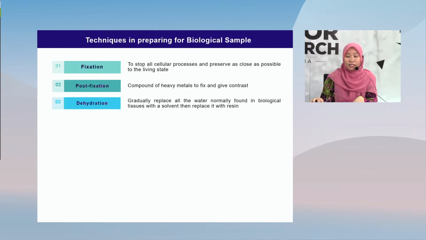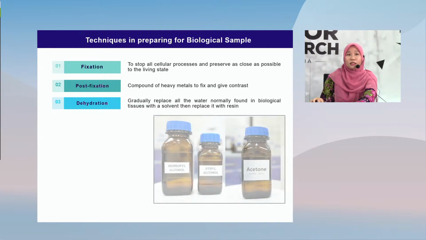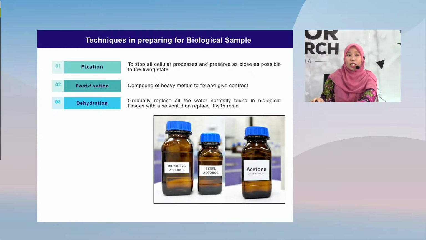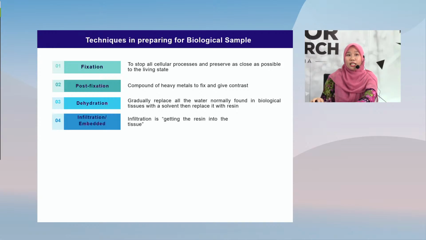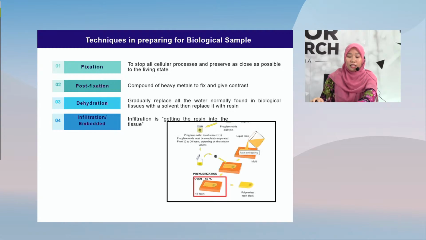Next is the dehydration, where we gradually replace all the water normally found in the biological tissue with a solvent, then replace it with the resin. For most specimens, we use either ethanol or acetone. Next is the infiltration and embedding. Infiltration is how we get the resin into the tissue or the specimen, where the hardened resin embedding the tissue gives it strength and flexibility for ultra-cutting sections.